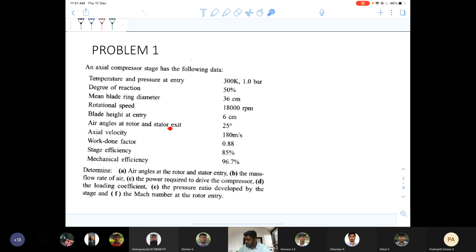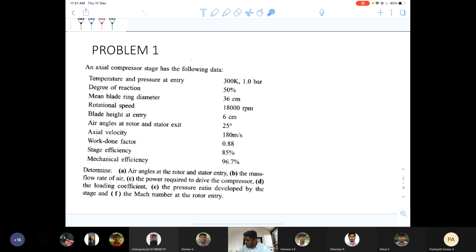Air angle at the rotor and stator exit is 25 degree. Axial velocity is 180 meter per second. Work done factor is 0.88. Stage efficiency is 85% and mechanical efficiency is 96.7%. They have given all this data, and we need to determine the air angle at the rotor and stator entry. That is, we should find beta 1 and alpha 1 value.